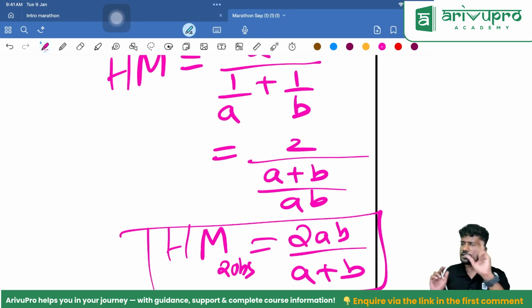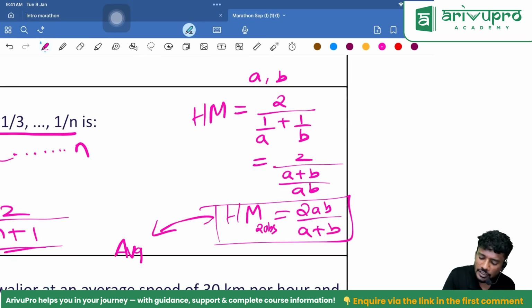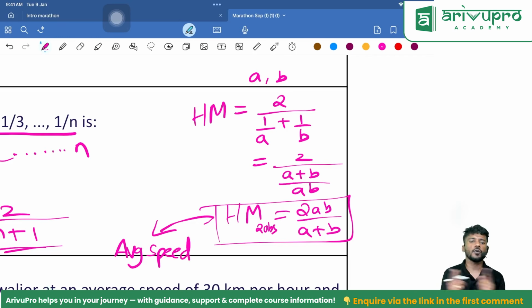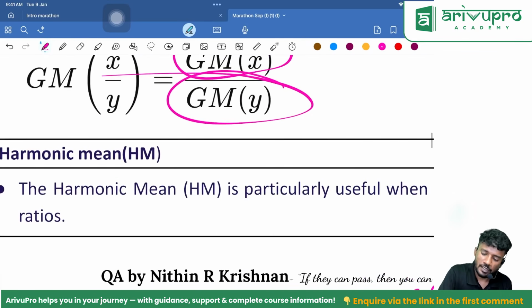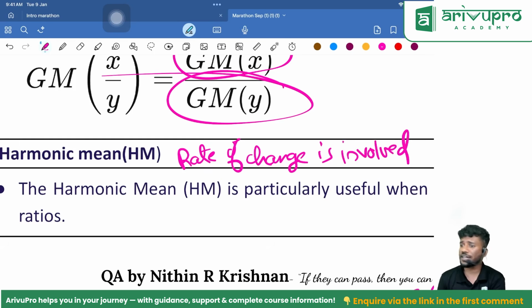We can have a simplified formula for this. This is also the formula for average speed. You might have studied in 8th or 9th standard in physics, average speed is nothing but the harmonic mean of both the speeds. Why are we taking harmonic mean when speed is involved? Because harmonic mean is used when rate of change is involved. Keep a note, very important. Harmonic mean is used when rate of change is involved.